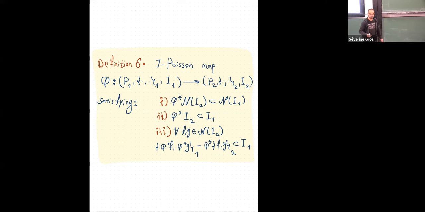Then to have the category, we have to introduce the morphisms. We call the morphisms I-Poisson maps. These are smooth maps from an I-Poisson manifold (P1, I1) to another one (P2, I2), satisfying the following properties. First of all, we require that the pullback of N(I2), the second one, lies inside N(I1). The second condition is the same thing for I2. And the third condition is as follows. For every two functions f and g in the normalizer of I2, the ideal of the target I-Poisson manifold, we require this difference, which should be zero in the case of Poisson maps, to lie inside I1.